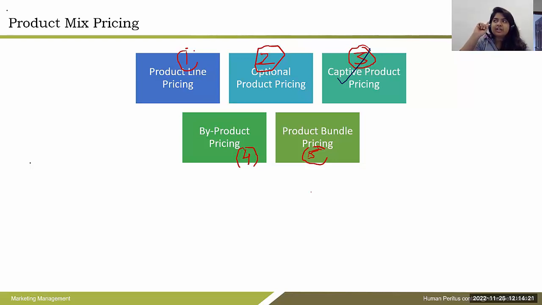Dove shampoo for 100 rupees, Dove conditioner for 100 rupees. If you combine them, you'll get it for 180 rupees. Everyone correct? Product bundle pricing. Perfect.